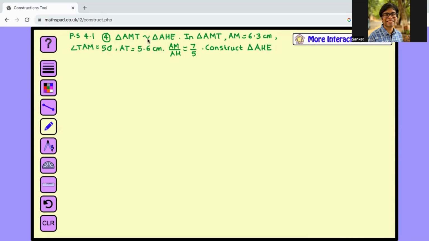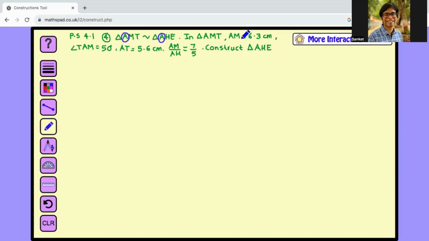Triangle AMT is similar to triangle AHE. The first thing that I'm going to notice is that both these triangles have a common vertex. I see A in this triangle as well, and A in this triangle also. So they have a common vertex A.